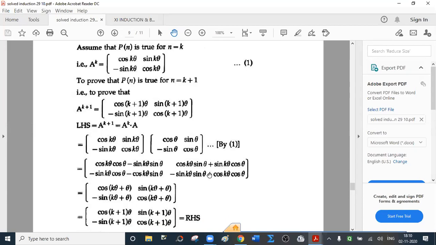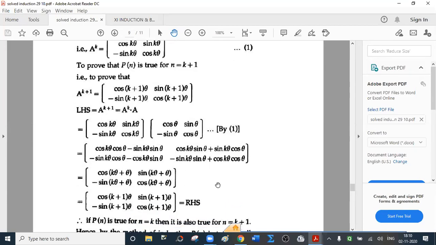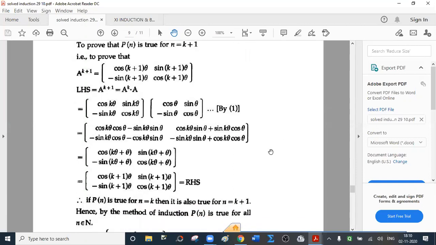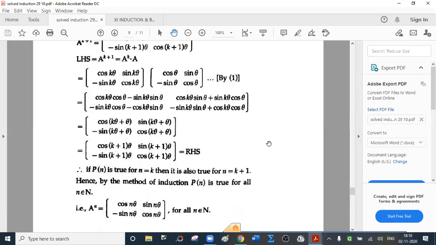Take theta common to get this. Similarly you can obtain the remaining 3. You will notice that you have got the right hand side. This means if P of n is true for n equal to k, then it is also true for n equal to k plus 1. Hence, by the method of induction, P of n is true for all natural values of n. That is, A raised to n equal to this.